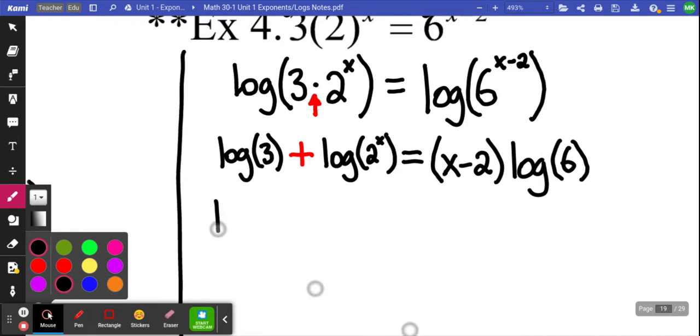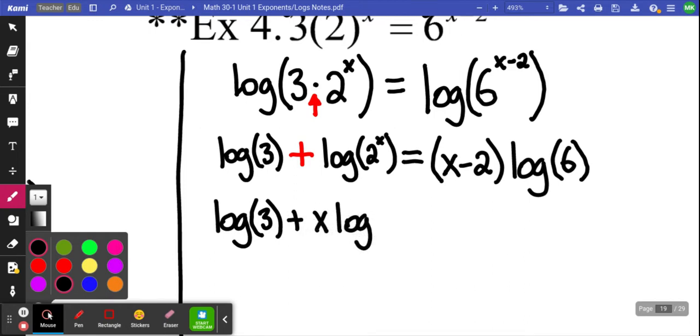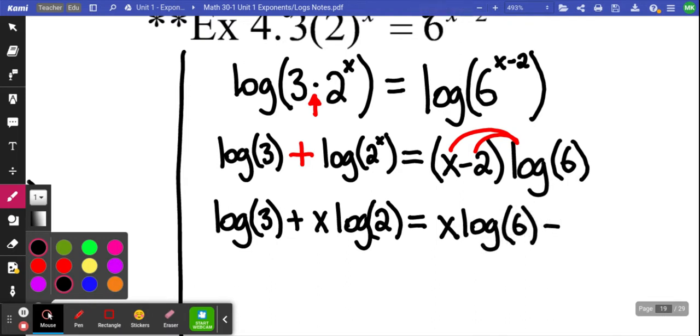So on the left-hand side, we now have log 3 plus x log 2. On the right-hand side, I need to multiply that, right? So I'm going to expand that right-hand side. The x is going to multiply. The negative 2 is going to multiply. So that I have x log 6 minus 2 log 6. Wait, where did the 2 come from? This 2? Yeah. That came from negative 2 times log 6. Yep. I distributed, right? The log is on the backside, so it looks a little funny, but I distributed it into the brackets.